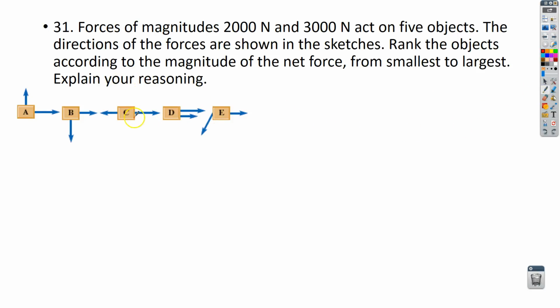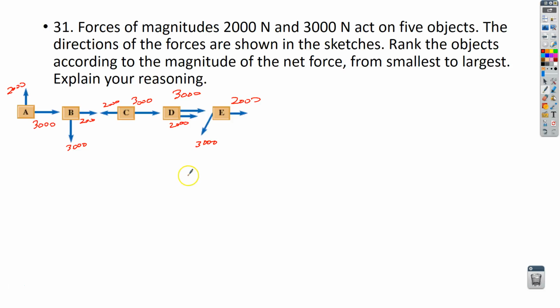So for the very first one here, we've got 3,000 going in this direction, and we've got 2,000 going up. Here we've got 2,000, and we've got 3,000. We've got 2,000 going left, 3,000 going right. Here we've got both 3,000 going right and 2,000 going left. Then we've got 3,000 going down and to the left, and to the right we've got 2,000.